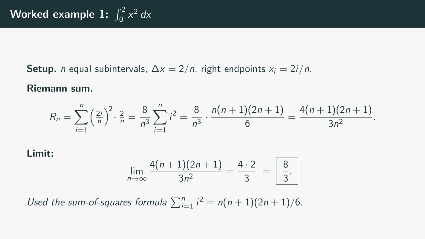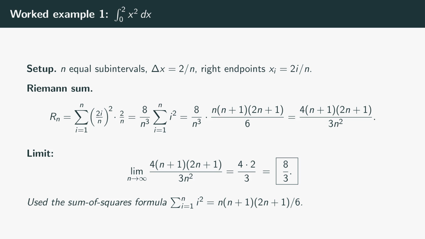And that sum has a famous closed form, due originally to the school of Pythagoras and proved by induction in every discrete math course: the sum from i equals 1 to n of i squared equals n times n plus 1 times 2n plus 1 all over 6. Substitute. The n in the numerator cancels one factor of n in the denominator, and we get 4 times n plus 1 times 2n plus 1 over 3n squared.